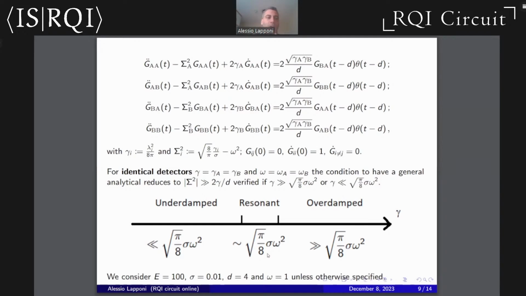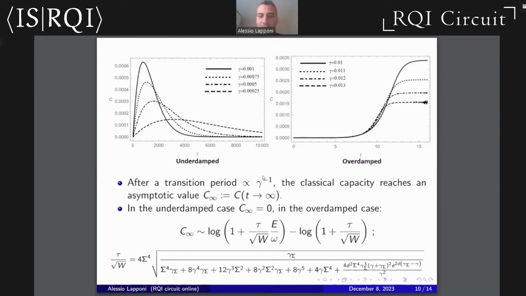The only non-analytical results arise when we consider the resonant case, so when the coupling is comparable to this number. Now we will see case by case what happens. Starting from the underdamped and overdamped case, we have the following plots. In the underdamped case, we get a transition period, which is in general proportional to 1 over the coupling. After this, the capacity reaches a peak in time, and then drops to 0 afterwards. In the overdamped case, instead, we have almost the opposite situation, namely that the capacity turns on smoothly, reaching an asymptotic value for high times, in late times.